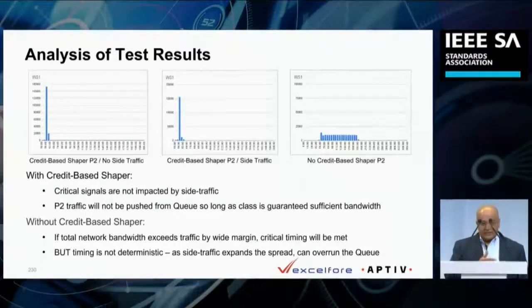And without the credit-based shaper, if the total network bandwidth exceeds the traffic that you're inputting, you'll still meet the critical timing. But the key thing to understand is that the timing is not deterministic for you. So that means it'll come at any point in the link. So that's your challenge. And if your side traffic expands to a higher number, or your throughput of 1 gigabit becomes 100 megabits, for example, you'll start to see some challenges there if you don't use the credit-based shaper.